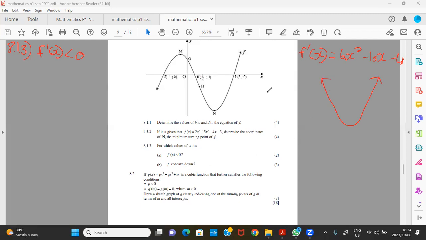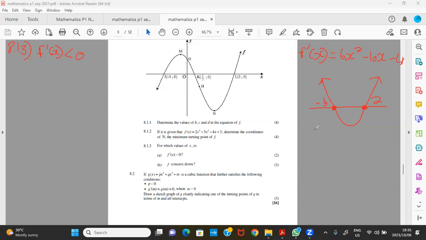So when they're saying for which values of x f prime x is less than 0, what am I going to do? Let me just put everything into context now, because I know my coordinates, my turning points. Those were my x values, which were 2 and minus 1/3. Okay, so here they are. Now they're saying, for which values of x will f prime x be less than 0?